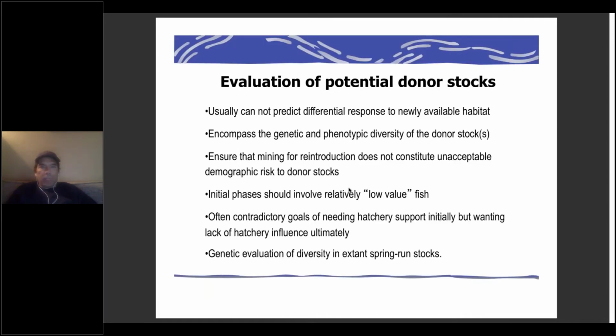So it seems like it would just be as easy as grabbing some fish and putting them in the restoration area and being done with it, but actually it was way more complicated than that, trying to figure out where to get fish. At least conceptually it was.